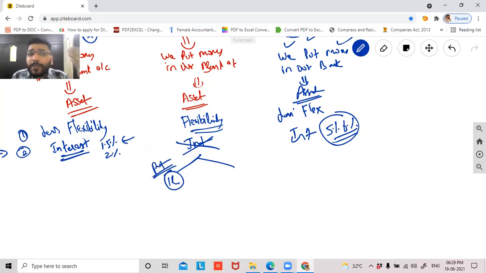Tell me guys, how much money can I withdraw from the account at the most? 50,000. Why? How do you say 50? 1 lakh is your money. No, you can withdraw the full 1 lakh, whenever you want. How do you say 50? Sir, if there's some loss after that, so remaining money. Loss? No. In a bank, there's no loss happening.